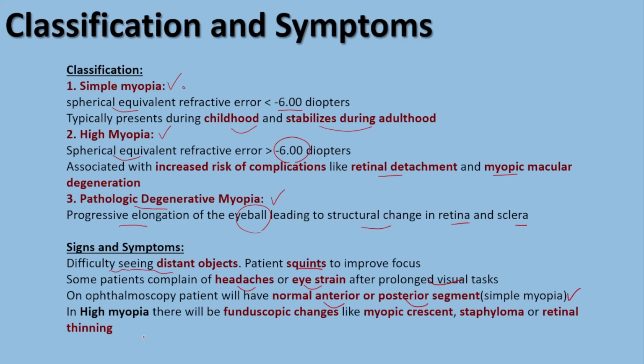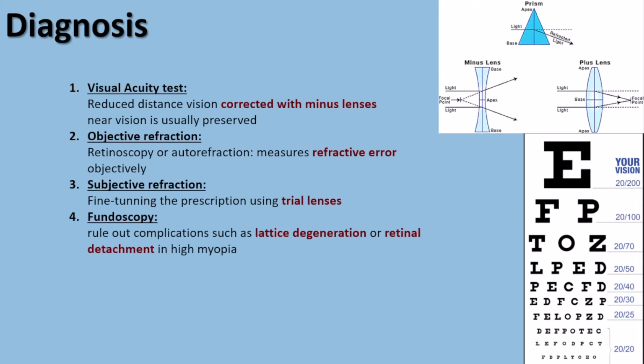And in case of high myopia, fundoscopic examination might change, and the patient will show myopic crescent, staphyloma, or retinal thinning. So what are the diagnostic tools that we can use for myopia?